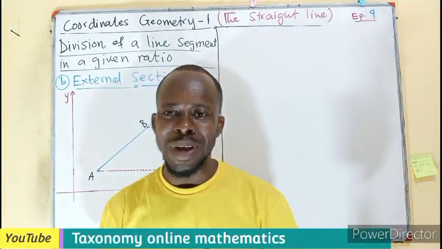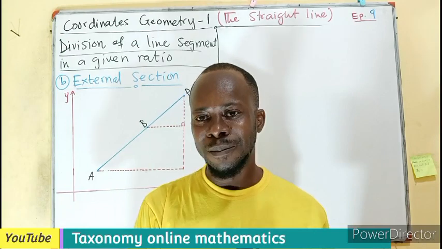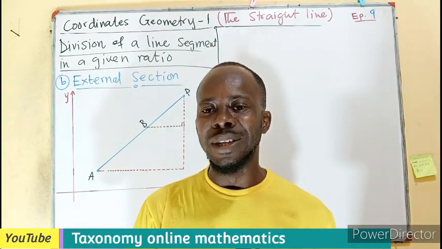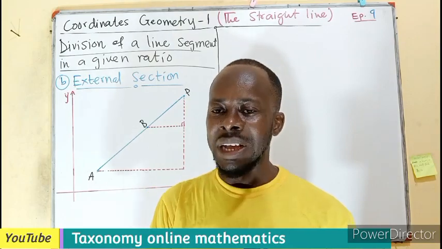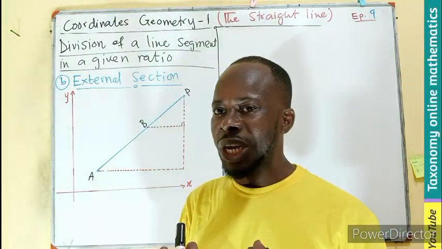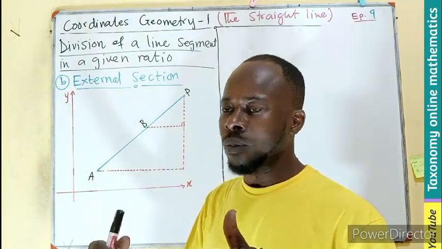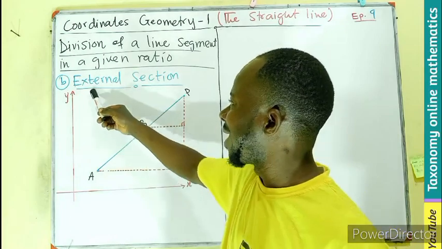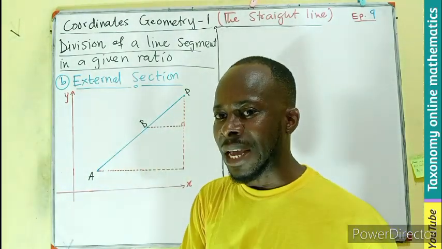Hello, welcome to another interesting episode number 9 on coordinate geometry 1, the straight line. In this episode, we are taking the second aspect of division of a given line segment into a given ratio. And in this, we are picking the external section or external division of a line.